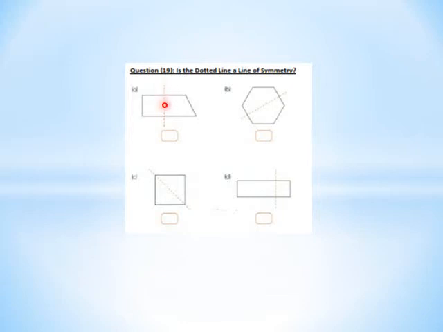Okay, do you think this line is a line of symmetry? This part is not like this part, so it's not a line of symmetry. What about this line? Look at these two parts. Yes, they are the same, so it is a line of symmetry. Yes.